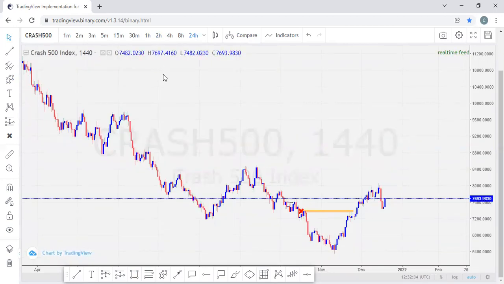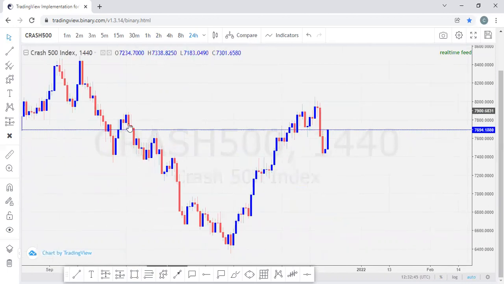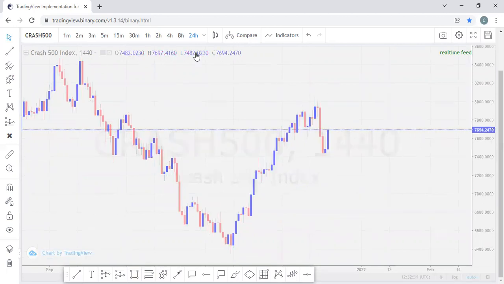Okay. All right, let's remove all this. Let's zoom in. Now looking at the daily time frame, you can see that this market has been pretty bullish for a while, broke structure to the upside, and then I think that this market is now bearish. Let's look at the 4 hour to confirm this.